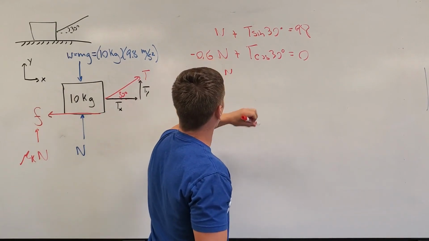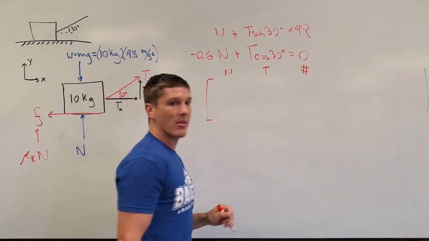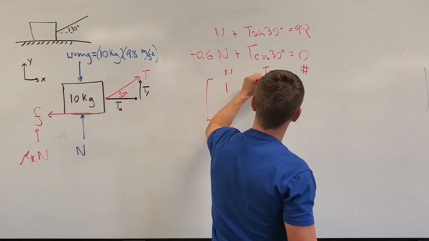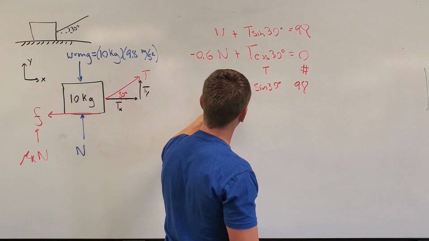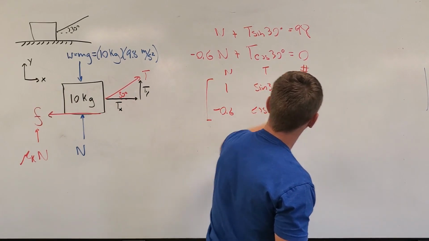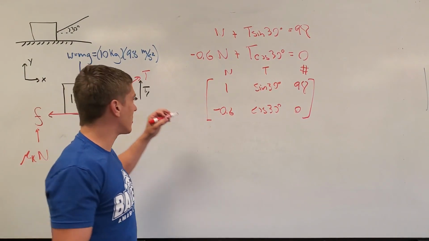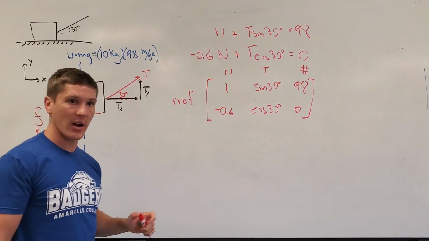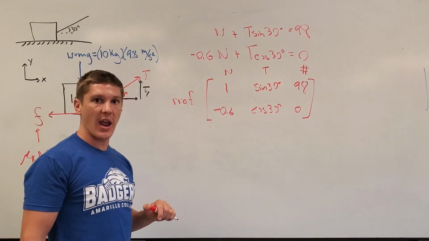So I'm going to have my normal force variable, my tension variable, and some numerical answer on the other side of my equation. So this is going to be a 1, a sine of 30 degrees, a 98. This is going to be a negative 0.6, a cosine of 30 degrees, and a 0. Once we have our augmented matrix, we can plug this into our calculator and use the reduced row echelon form function, and it will automatically solve the system of equations for us. It'll give us both tension and normal force.